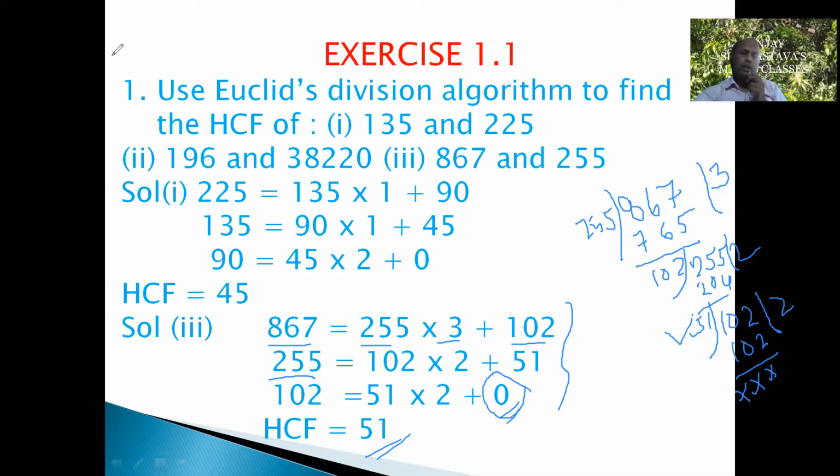First and third questions I have explained, and the second question is homework. Question number second is homework. You do this question and similar questions on your own. Very easy this portion. After doing, if any confusion, you can ask.